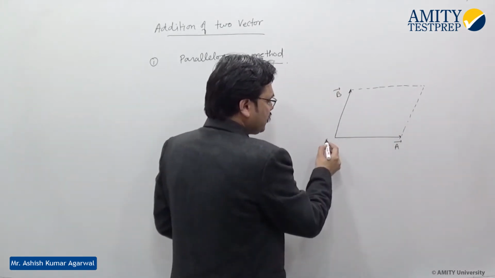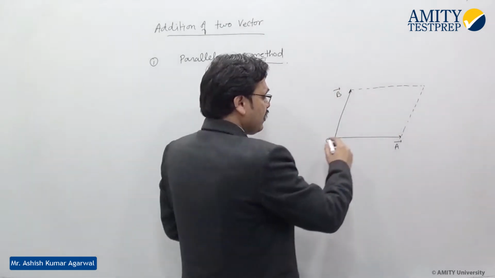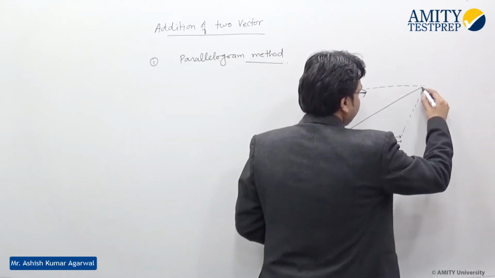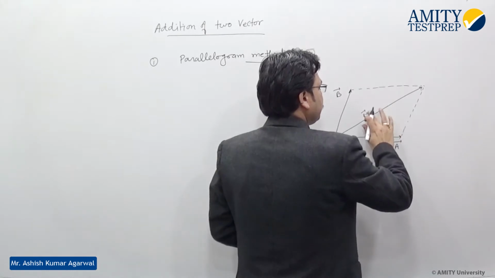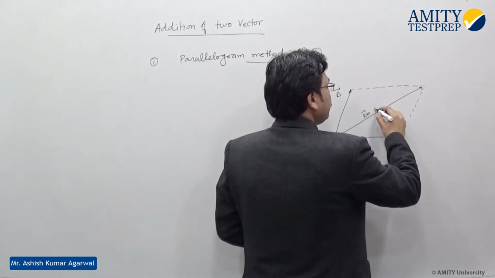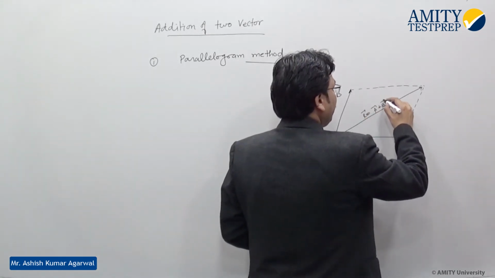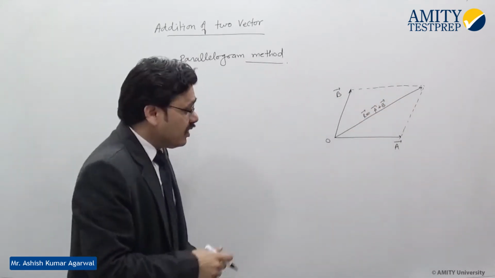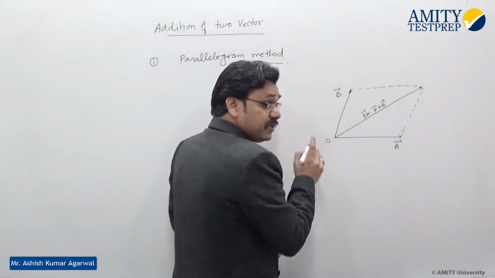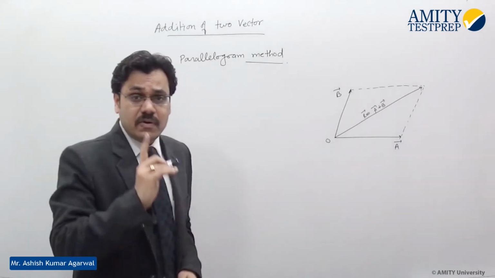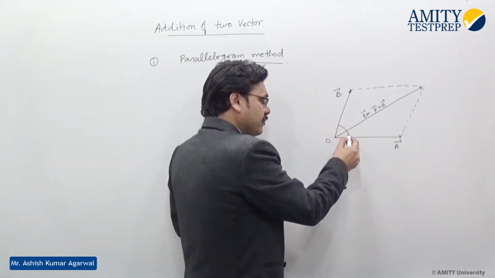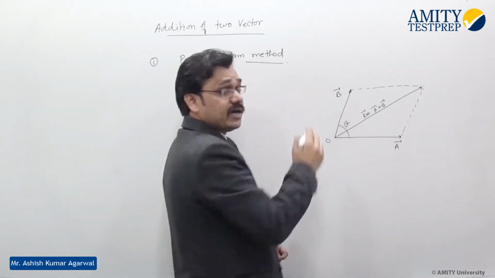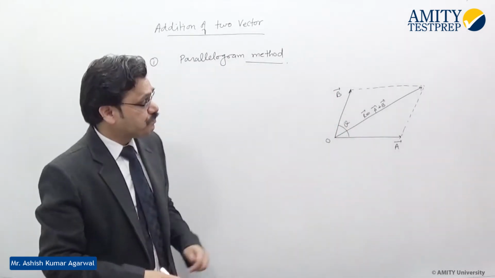Clearly this is the co-initial point, let it be O. The diagonal which starts from O gives you the direction of the resultant. It means it will give you the resultant vector of A and B. And what is the angle between the vectors A and B? Because O is the co-initial point, the angle here between the two vectors will give you the angle between the vectors.